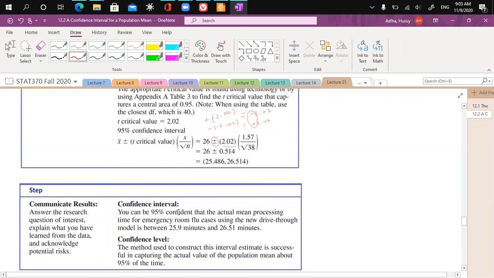You can be 95% confident that the actual mean processing time for emergency room flu cases using the new drive-through model is between 25.9 and 26.51 minutes. So this is how we put it into the context of the question.